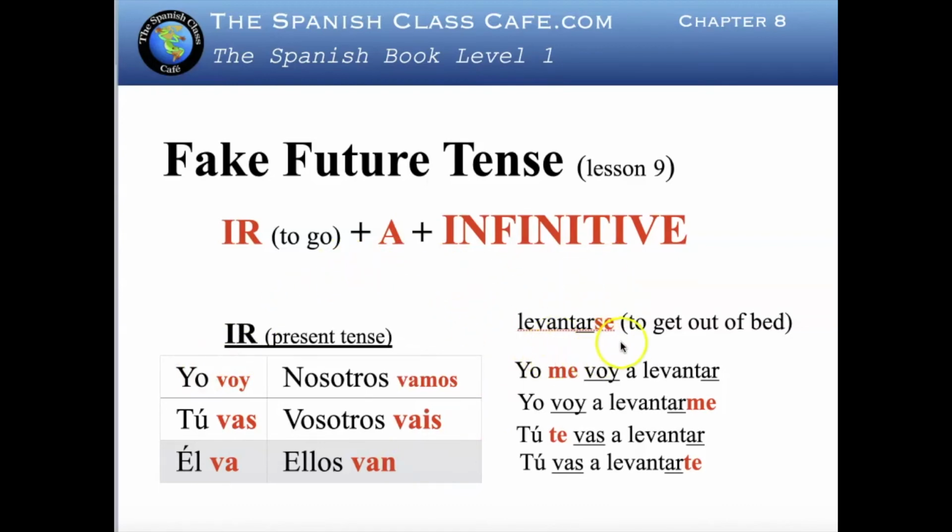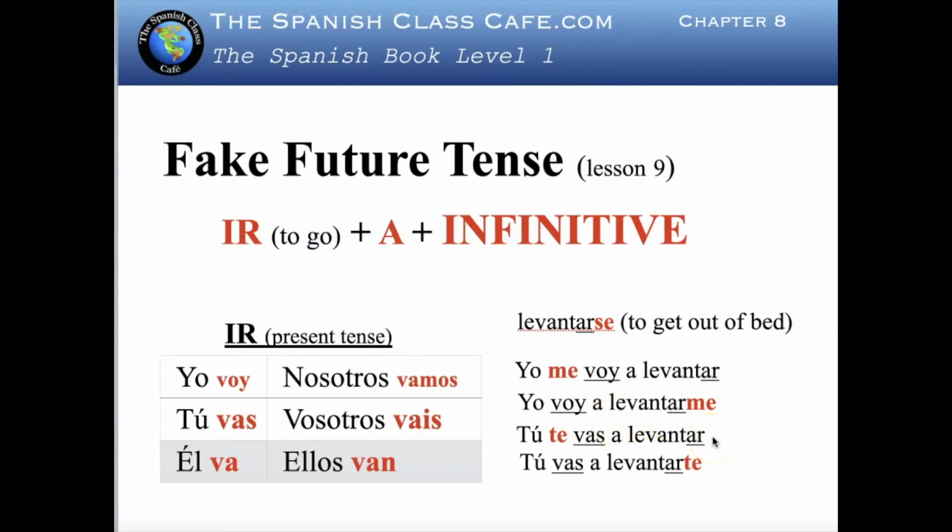Okay, we have a reflexive infinitive again, levantarse. It is an AR, and the SE tells you that it is reflexive. Now, if I use yo, the reflexive pronoun that I need is me. The conjugation for yo is voy. You can see it here in this chart, right? And it will be plus the a, and this stays as an infinitive. Yo me voy a levantar. Now, I can move the reflexive pronoun to the back of levantar and attach it to it as one word, and it will be yo voy a levantarme.